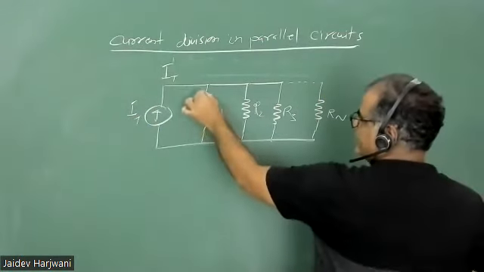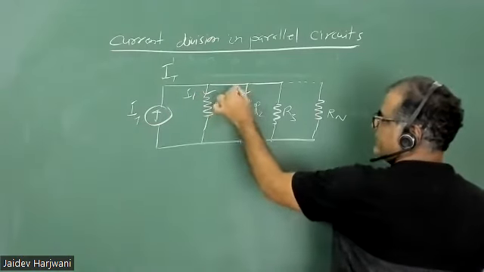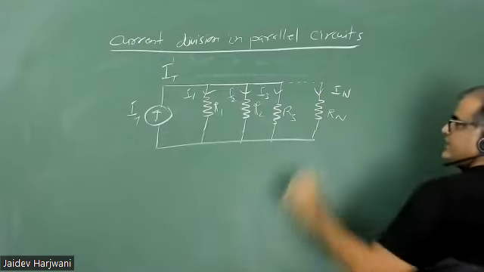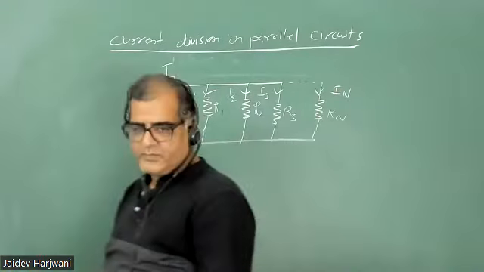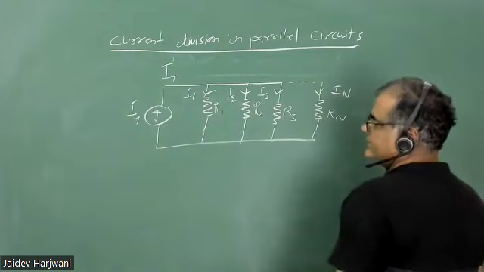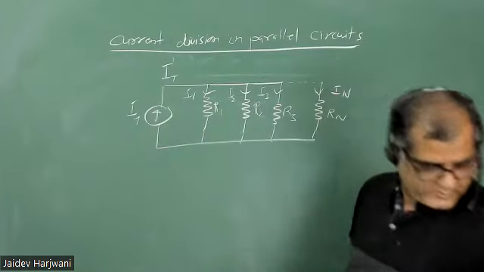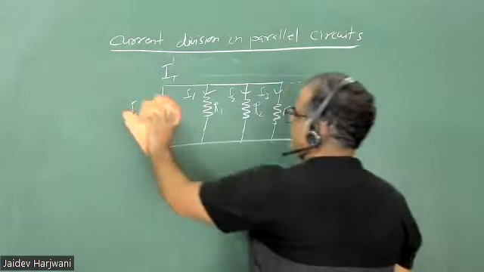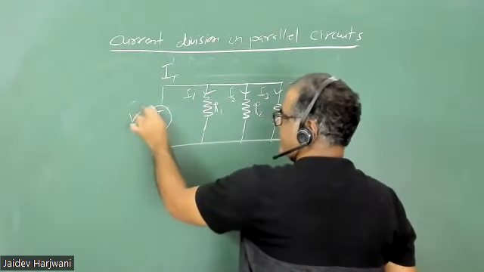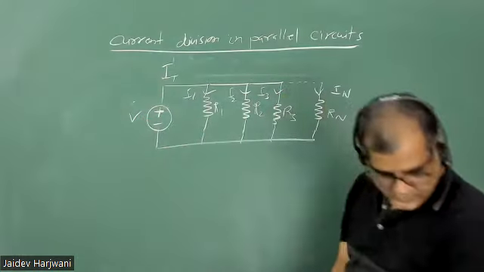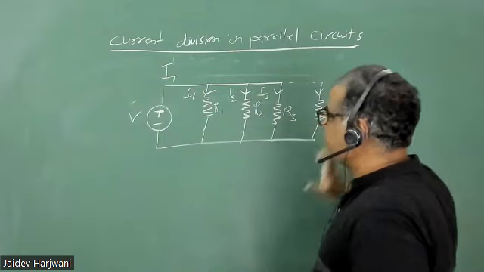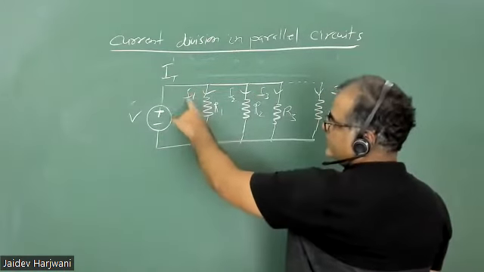Out of I total, some current is going here, say I1, some current is going here I2, some current is going here I3, and some current is going here, let us say this current is In. Now I want to calculate what is the value of I1, I2, I3. We know all our resistances are parallel, so the voltage drop across each resistance is the same. Only current is different. So current divides here.